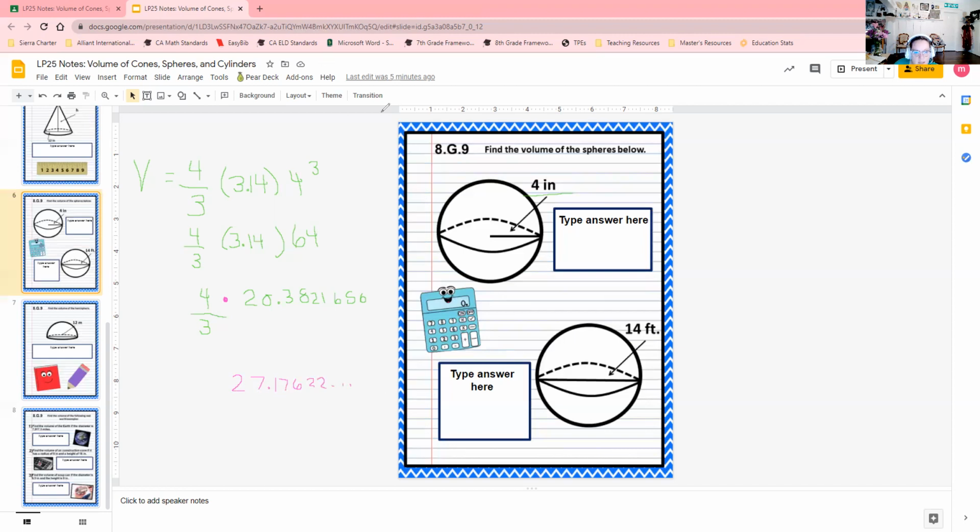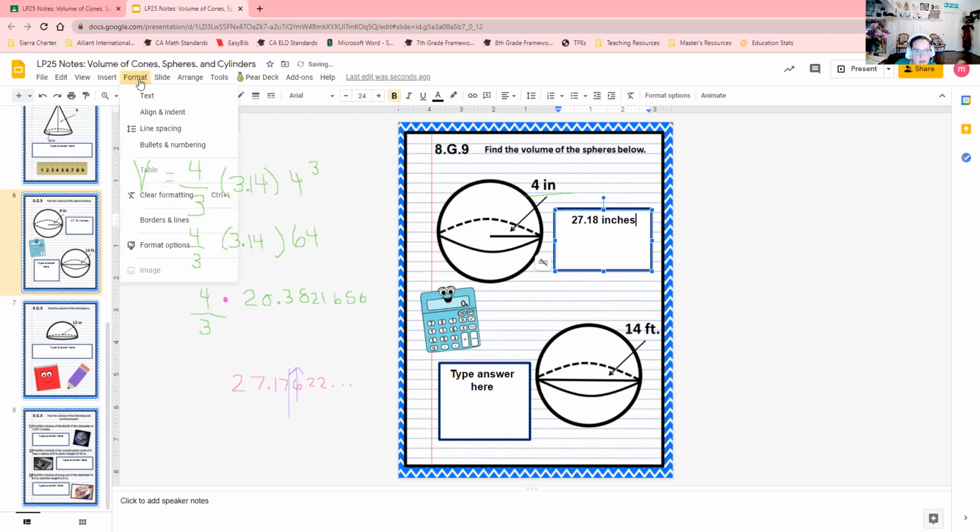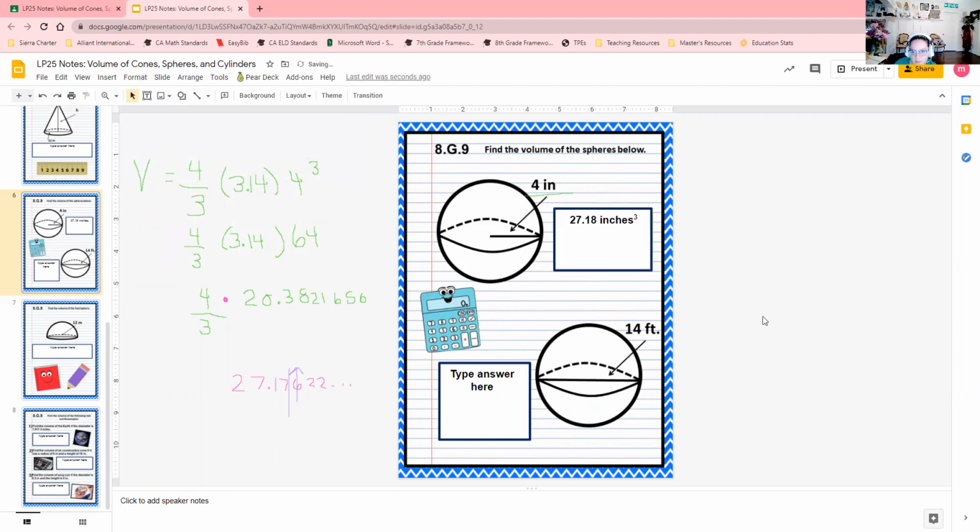When you get something crazy long like that, you want to round it off in the hundredths place. So we want 2 decimal spots. 6 tells me to round it up. So 27.18 inches. And because it's volume, remember that is inches cubed.